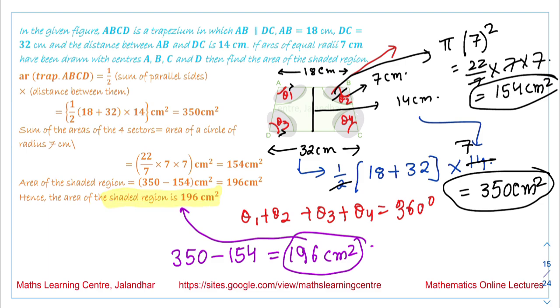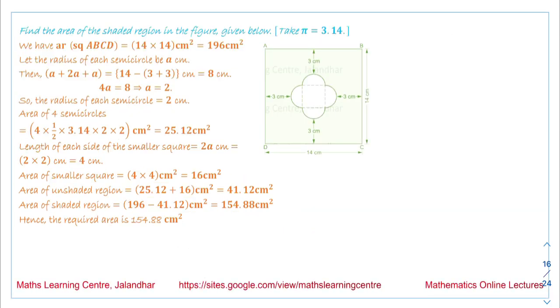Next we have, find the area of the shaded region in the figure given below. So this is a square given to us. ABCD is a square, and the sides of this square are 14 centimeter. So the area of the square will be 14 into 14, that is equal to 196 centimeter square.